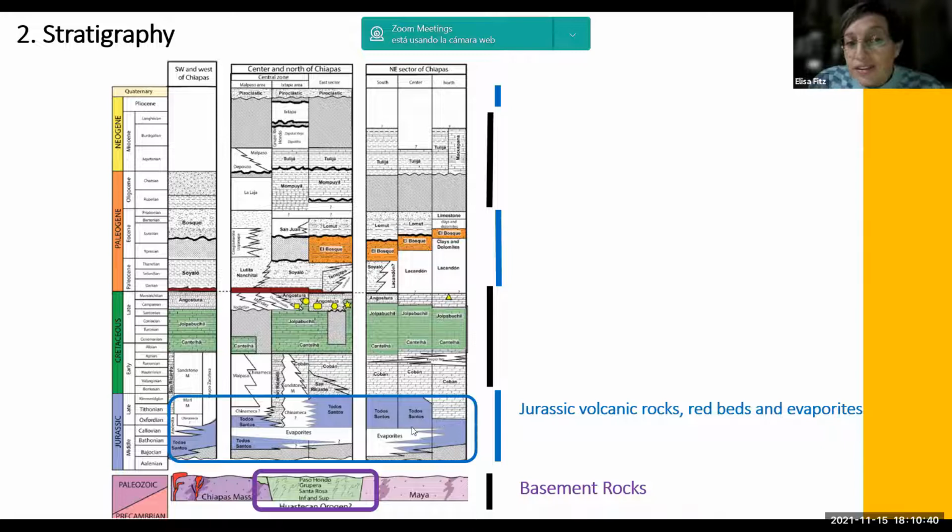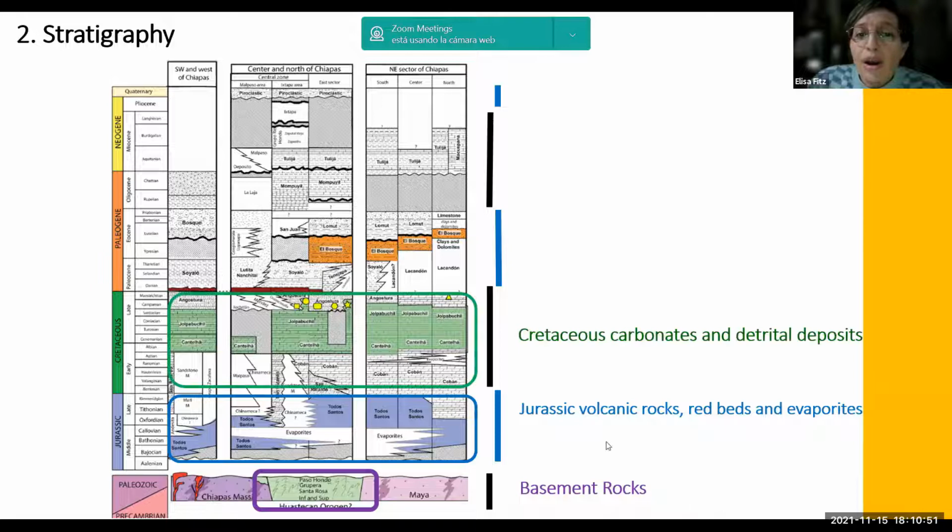These continental deposits, which were formed during an extensional phase, which is actually related with the opening of the Gulf of Mexico, are then covered by carbonates that were deposited during the drift stage of the Gulf of Mexico. Okay, so this stratigraphic column includes carbonates all through the Cretaceous times, and they have different phases. Some of them are shallow water, some are deeper water. Some even include detrital deposits like the Ocosocuautla facies that are deposited in the Upper Cretaceous.